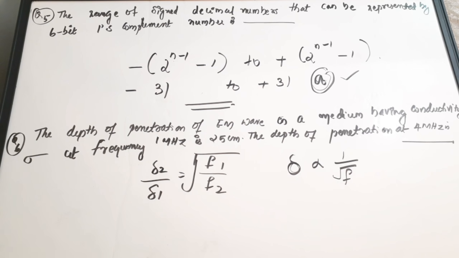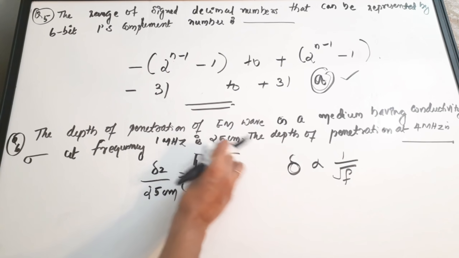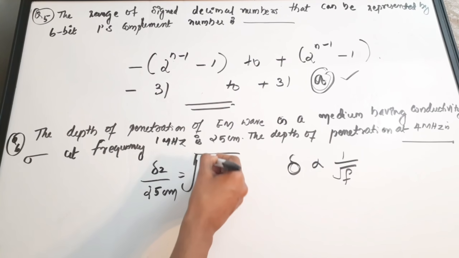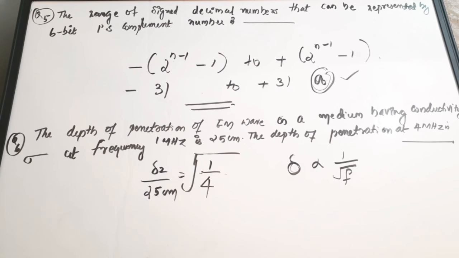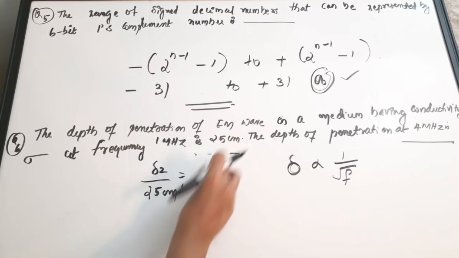Since it is following this inverse relationship and that too square root, you are getting this relation. So if you want to note this down, you can note it. Now delta 2 we need to find. Delta 1 we have it as 25 centimeters. F1 is 1, F2 is 4. So it is 1 by square root of 4. That will be equal to 1 by 2.